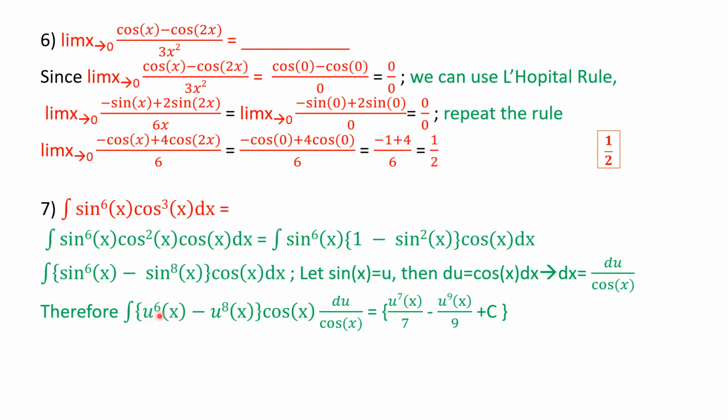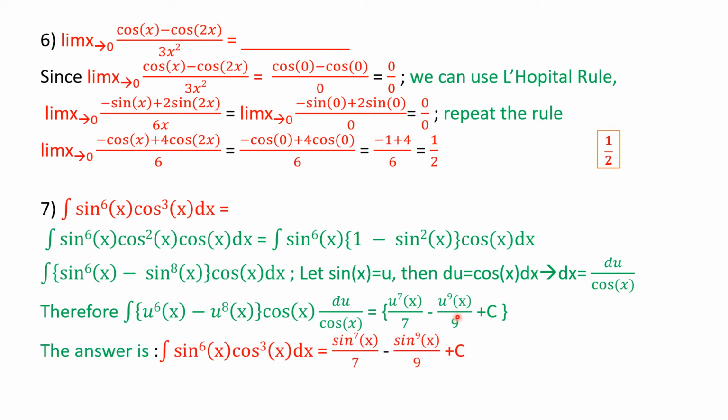The integral of the first term will be u to the power 7 divided by 7, minus the second, u to the power 9 divided by 9, plus the constant of integration. So this is pretty much the integral that we're looking for. This is our function, and this is the result of the integral. So this is the answer, and this ends this problem. Let's go on.